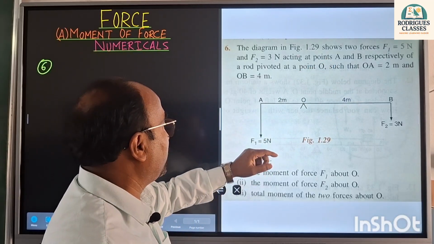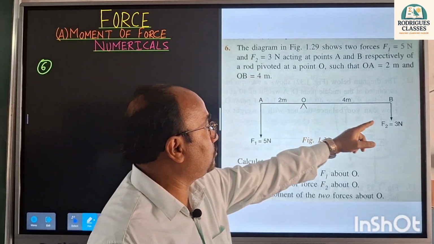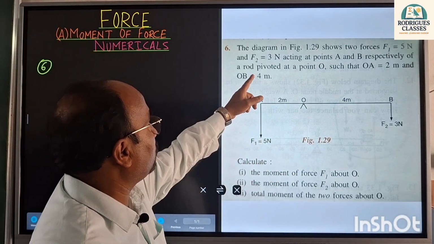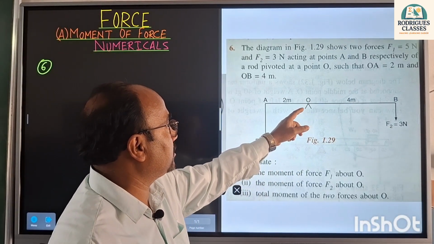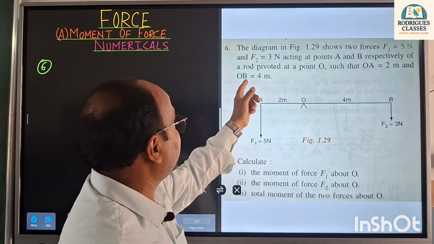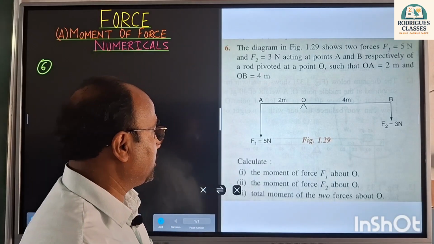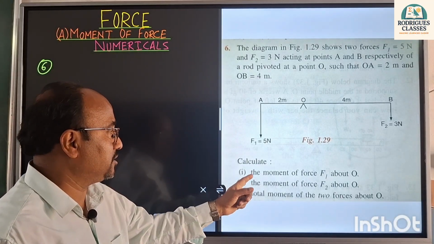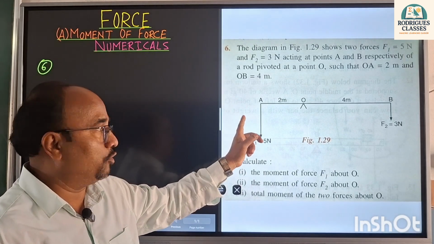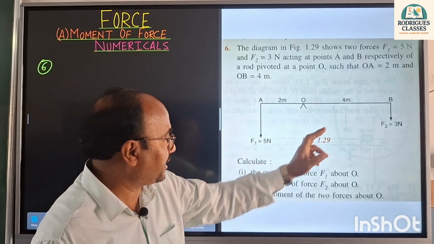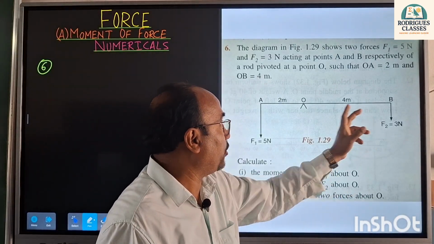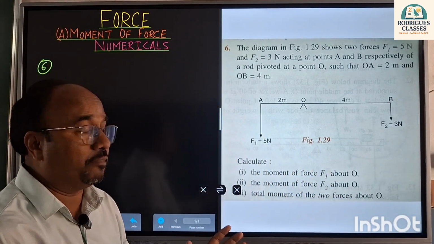Two forces F1 5 Newton, F2 3 Newton are acting at points A and B respectively of a rod pivoted at the point O. So this is our pivot point. Such that OA, this length is 2 meter, and OB, this is 4 meter. What we have to calculate first is the moment of force F1 about O. When this force is acting, what is the moment of force we have to find? And in the second one, the moment of force F2 because of this force about the point O. So the pivot point for both of them remains O.